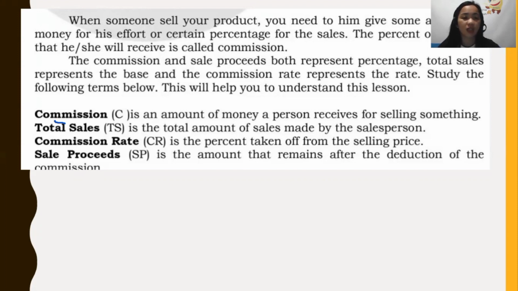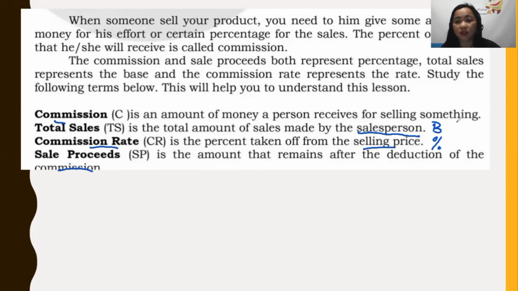So the total sales is the total amount of sales made by the sale person. Ito yung nagre-represent din sa base natin. And the commission rate is the percent taken off from the selling price. So ito naman yung rate natin, yung laging may percent symbol. And sale proceeds is the amount that remains after the deduction of commission.